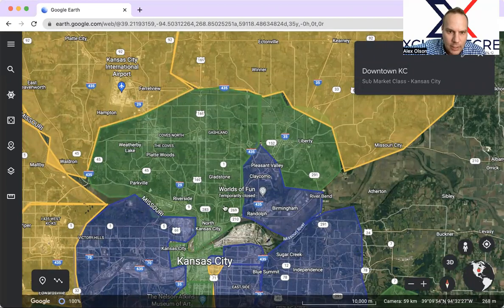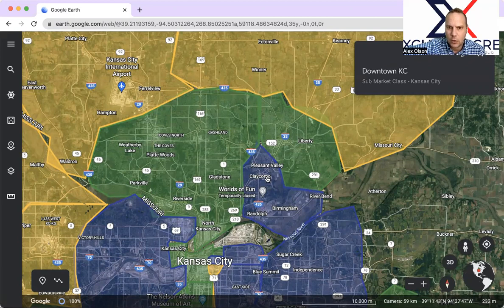You've got North Kansas City, Gladstone, Platte Woods, Parkville. This is what I would consider in general an A submarket of Kansas City. And we've transacted in all different parts of this submarket. But it's got excellent school districts and is in high demand. A lot of new development there.